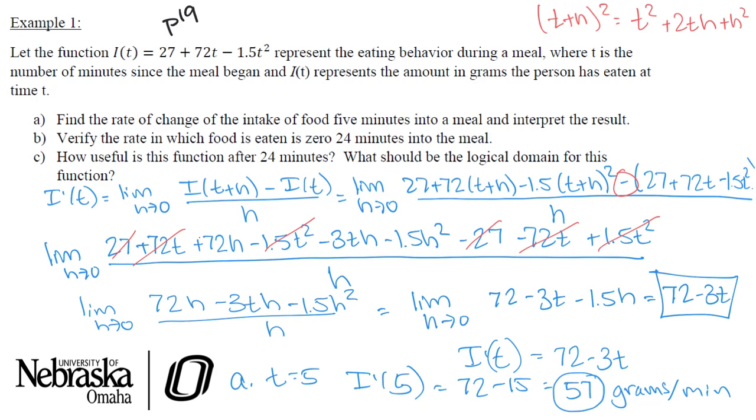Okay. Part B. Verify the rate at which food is eaten is 0 at 24 minutes into the meal. So for part B, we want to find I prime of 24. So we are simply plugging 24 into the derivative we just found, and it is 0. Okay? So that means the rate of change is 0, 24 minutes into the meal. The amount of grams eaten is no longer changing.